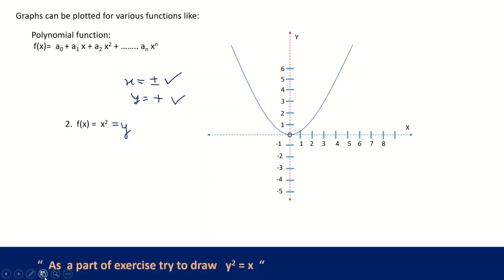So at the bottom of the screen a question appears. Try to draw the graph for y square equals x. It will be a little different than the graph that is shown on screen, but still you try. I wish you can do it.